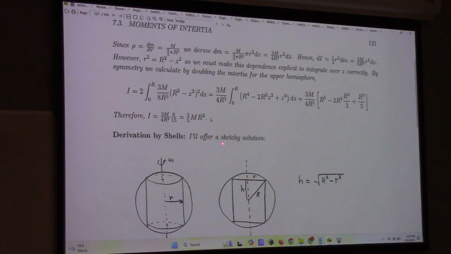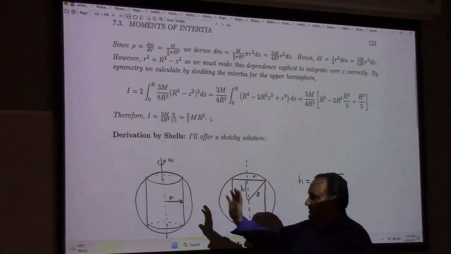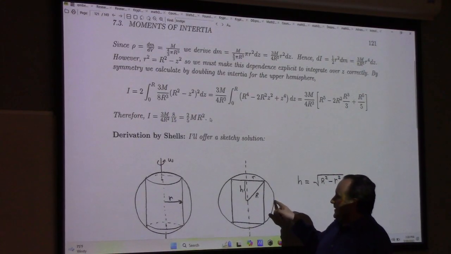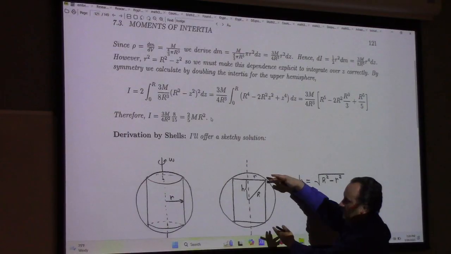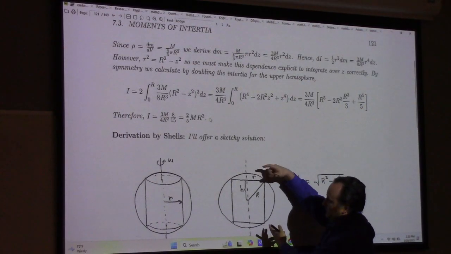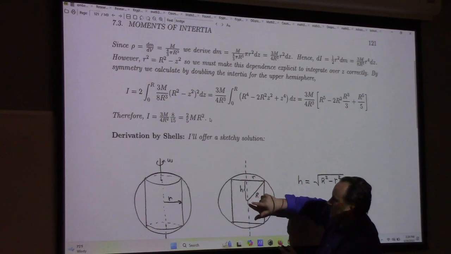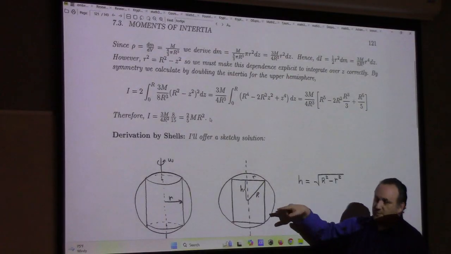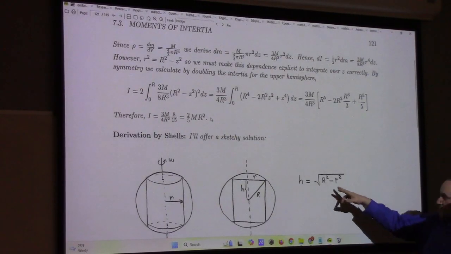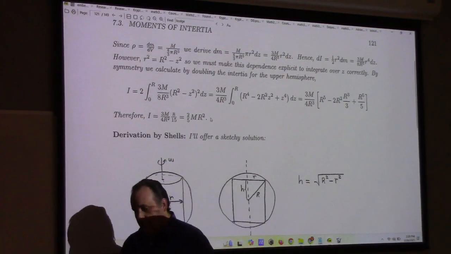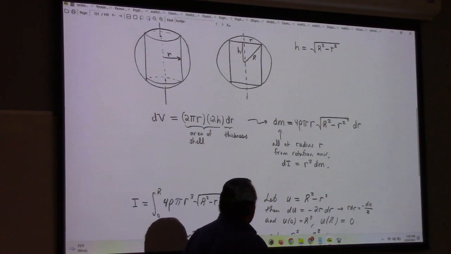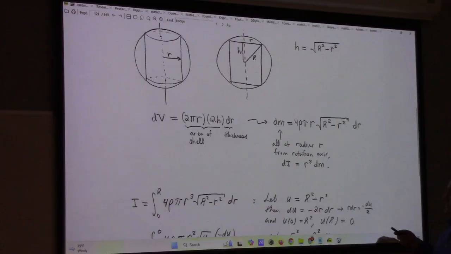Here, to calculate the moment of inertia for a sphere, I can divide it up into a bunch of cylindrical shells of radius r, where r ranges from 0 all the way out to big R. The height of the shell is a function of both the radius here and the radius of the sphere. You notice r squared plus h squared is equal to big R squared. So the height of the shell would be 2h, where h is the square root of big R squared minus r squared. To calculate the moment of inertia, I can just add the moment of inertia for each shell.